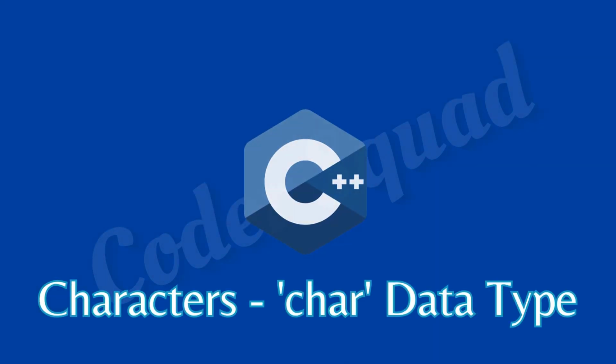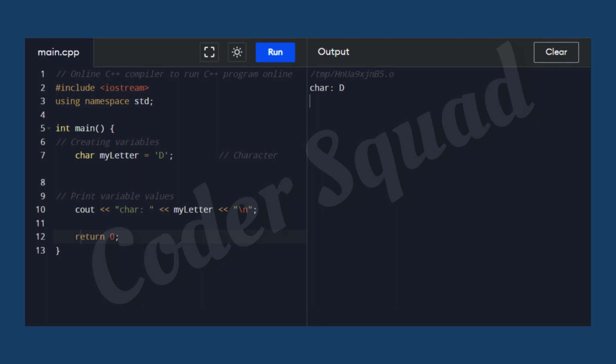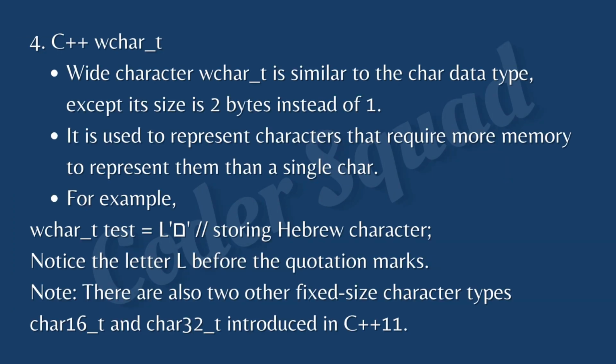The char data type is perfect for storing individual characters, like letters or symbols. It takes up 1 byte and is commonly used in tasks involving text manipulation.